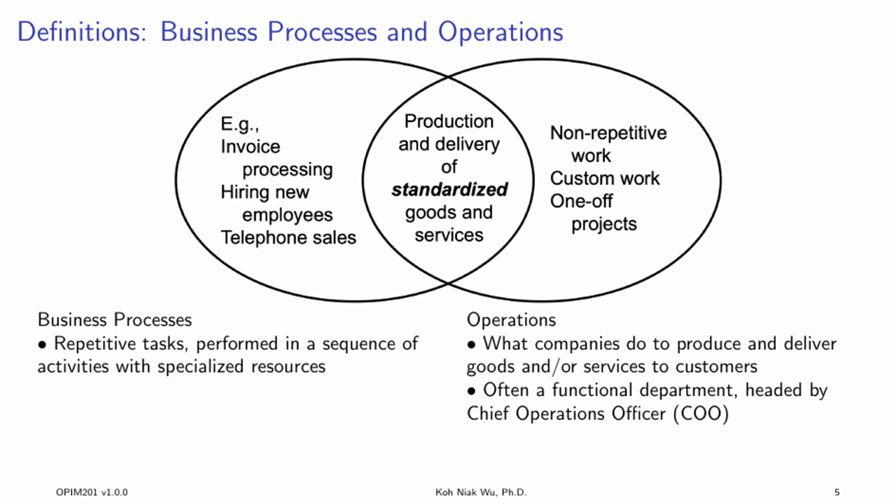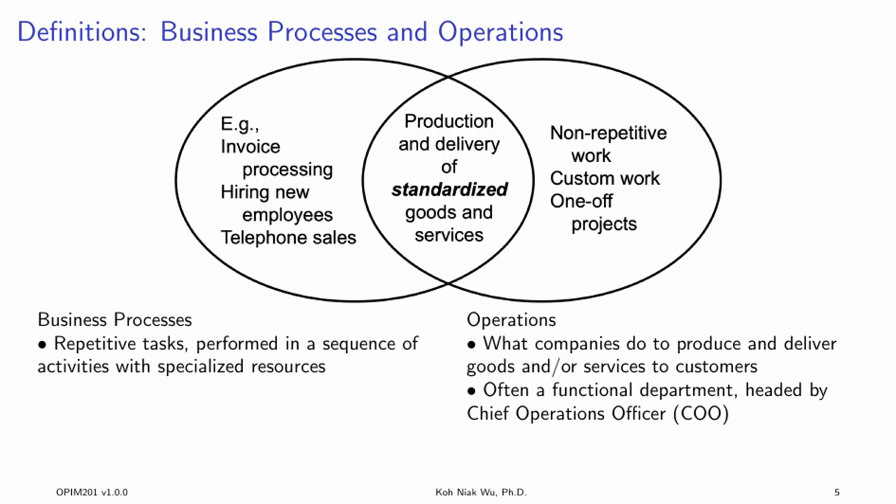On the left side of the slide, we see examples of business processes. These are repetitive tasks performed in a sequence using specialized resources. For instance, invoice processing involves steps to generate, send, and track invoices. Hiring new employees is another structured process that includes job postings, interviews, and onboarding. Lastly, telephone sales follow a specific protocol for engaging with customers and closing sales.